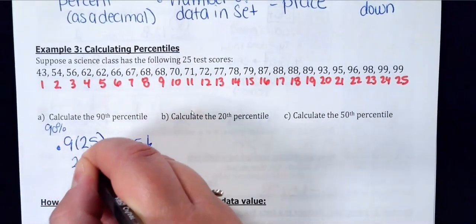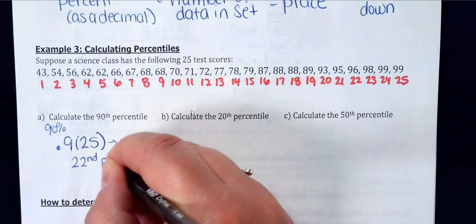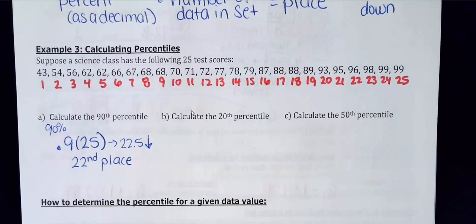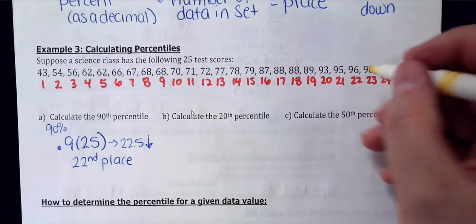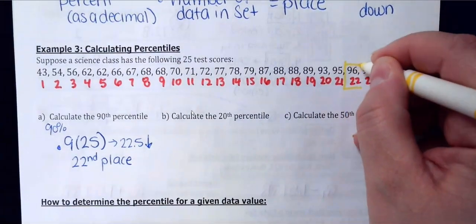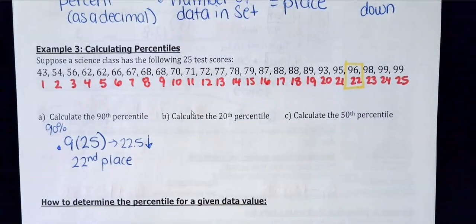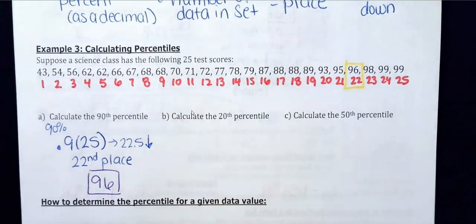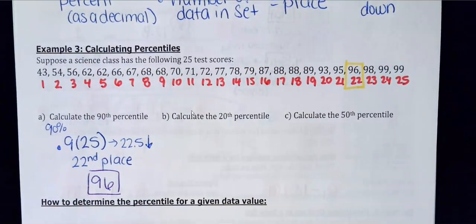So this is going to talk about the 22nd place in the list, which is going to be the score that's better than 90% of the rest of the class. So what you want to do is come up to this list and find that number right where you wrote the 22. So that person that got the 96 is going to be the answer to the question here. That person is getting a better score than 90% of the class.